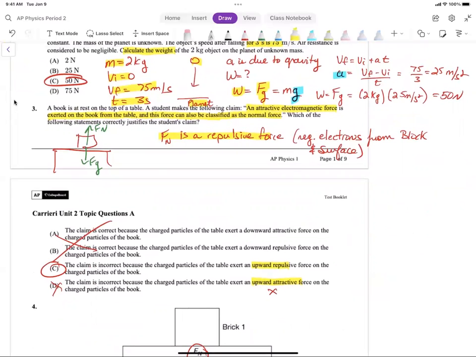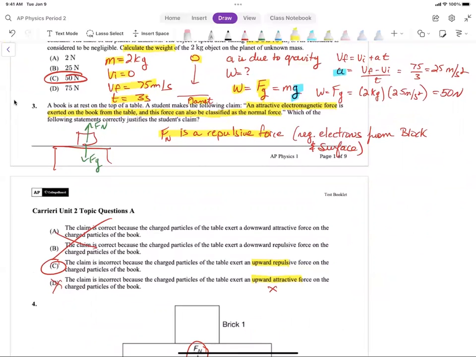Okay, the book is at rest on the top of the table. A student makes the following claim. An attractive electromagnetic force is exerted on the book from the table. And this force can also be classified as the force normal. So here's my drawing of a book on the table with force normal up, force of gravity.